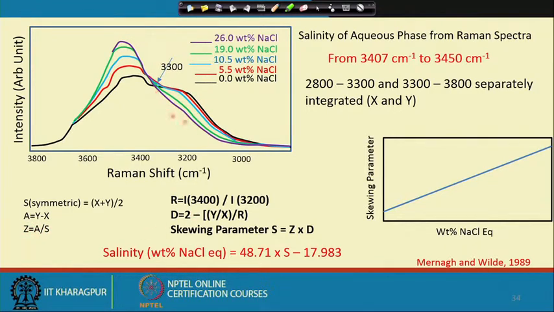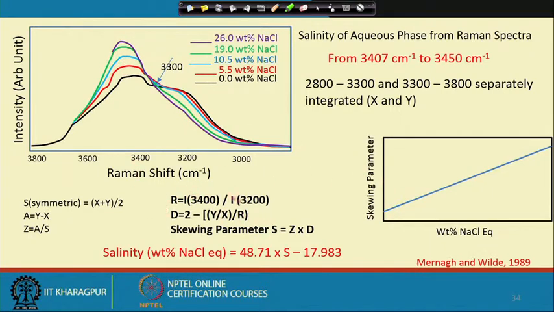And here from literature, the parameter is the ratio of the peak intensity at 3400 and the intensity at 3200. This ratio is taken to be an important parameter for a saline aqueous fluid. And then there is this parameter, which is a function of y by x and r, and finally, in this particular hump, a parameter you can think of is a skewing parameter.